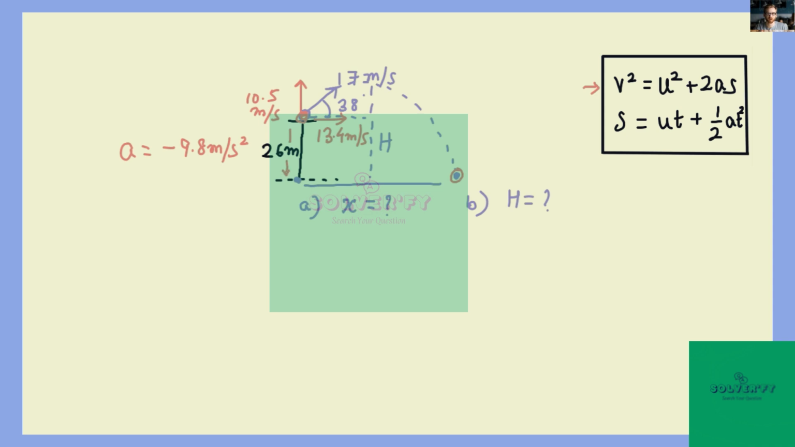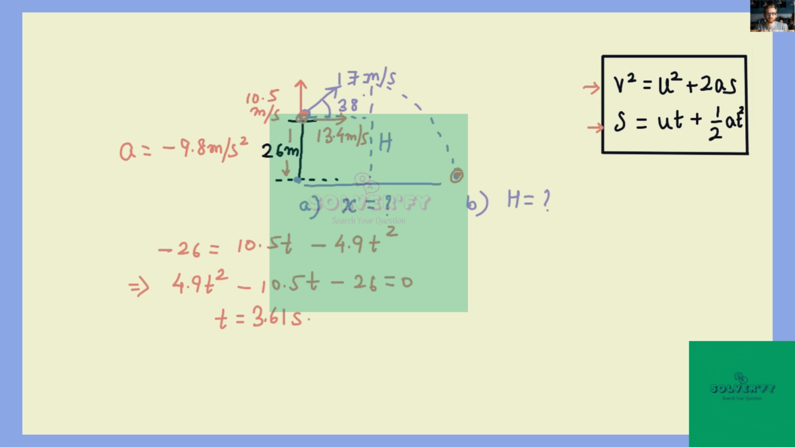So let's use this equation first, and let's put in the values. We get minus 26 equals u times t, so that's 10.5 times t, plus half a t squared, which is minus 4.9 t squared. This implies that 4.9 t squared minus 10.5 t minus 26 equals 0. Solving this, we get the value of t as approximately 3.61 seconds, and that's the time taken to reach this point.